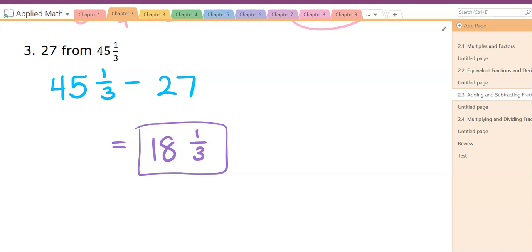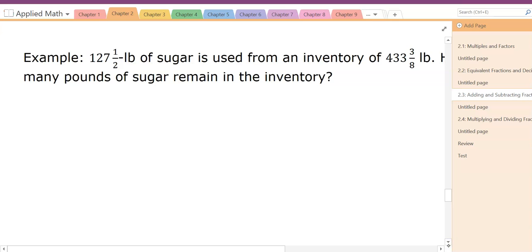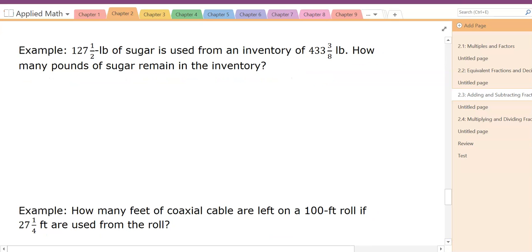All right, we got a couple problems left on the next page. All right, so 127 and a half pounds of sugar is used from an inventory of 433 3/8 pounds. How many pounds of sugar remain? Tell me what we're doing here. How would you set this problem up?